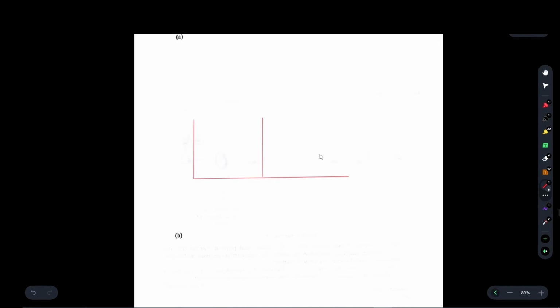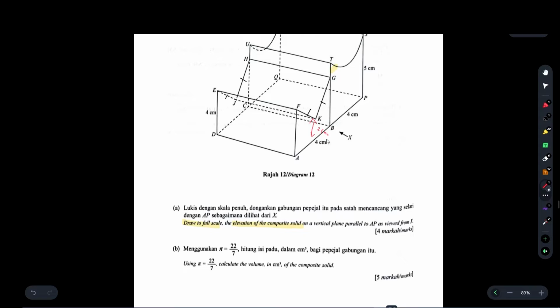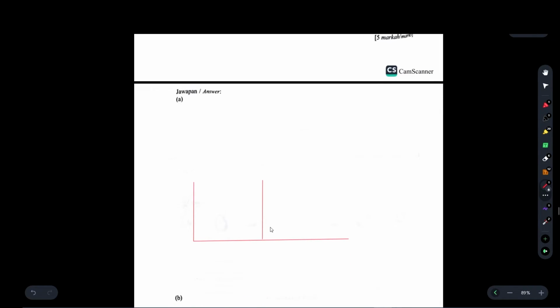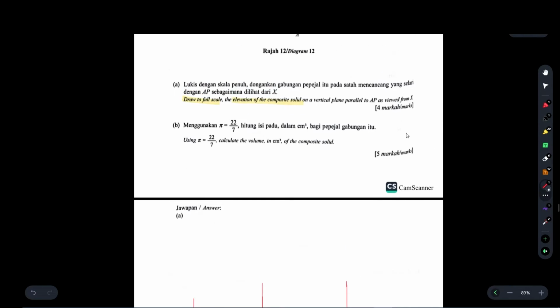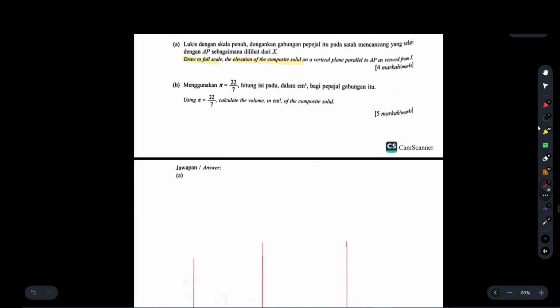And then we're going to continue. 5 centimeters right here, so we're going to draw longer right here, 1 centimeter higher, about here. I think that's okay. Now we're going to draw a curve from here.